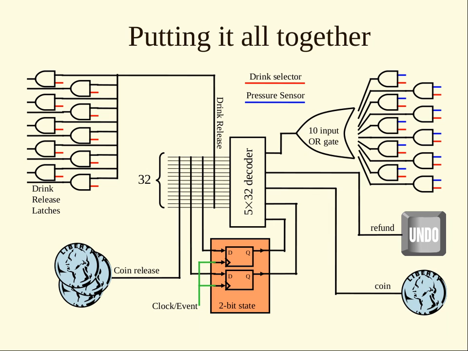Can anyone see an error or a problem? It's a mess. No, this is actually pretty straightforward. My refund's an undo button. What if they're reading coins? Well, we assume that works. What if they hit refund and a drink select at the same time?